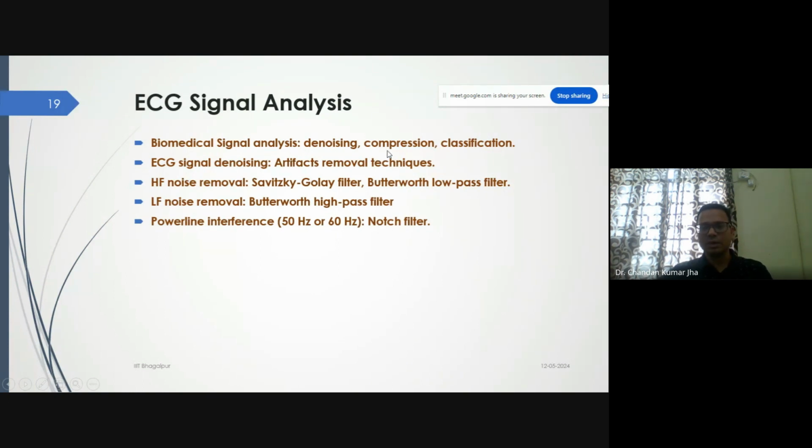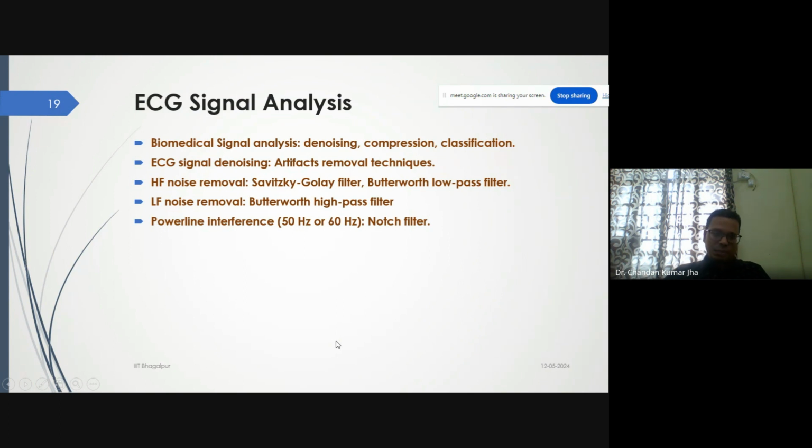Okay, so basically signal analysis includes the denoising part, compression part, and classification part. Denoising is related to filtering, and for high frequency and low frequency noise removal, different kinds of techniques are used. In general, to remove high frequency noise from an ECG signal, the SG filter, also called the Savitzky-Golay filter, or the Butterworth low pass filter is widely used. For low frequency noise, we use the Butterworth high pass filter in general.